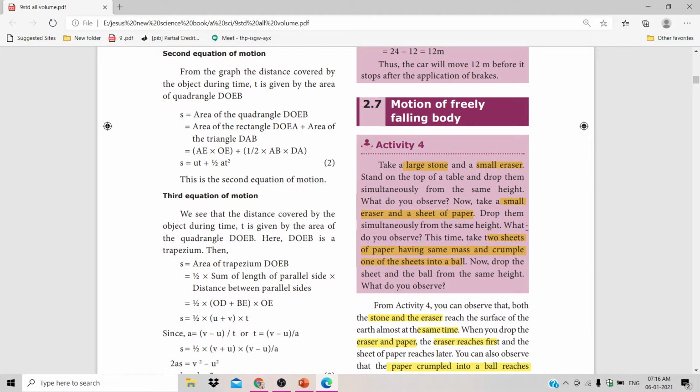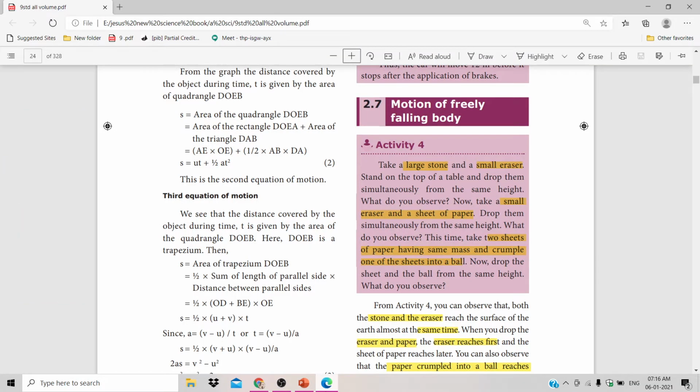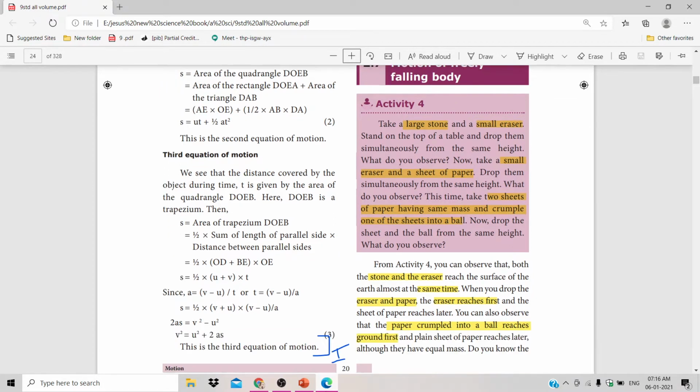Also he takes two sheets of paper and he crumples one sheet of paper. Crumple means like this. He crumples one sheet of paper, and the other sheet of paper is in the normal manner, and he drops both papers to the ground, and which one reaches the ground first, that needs to be observed.